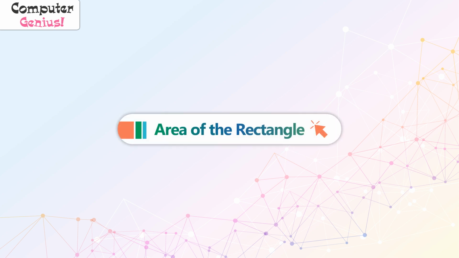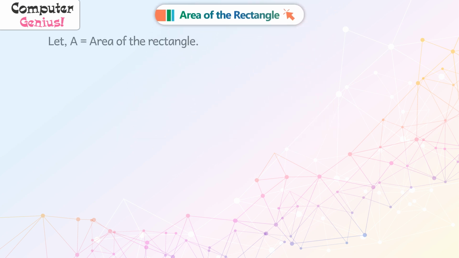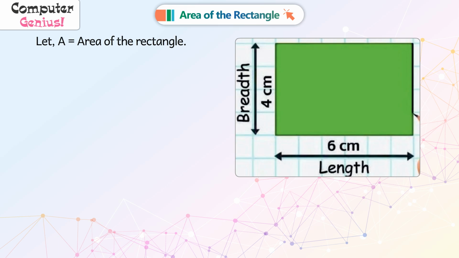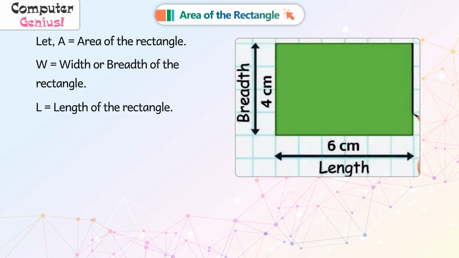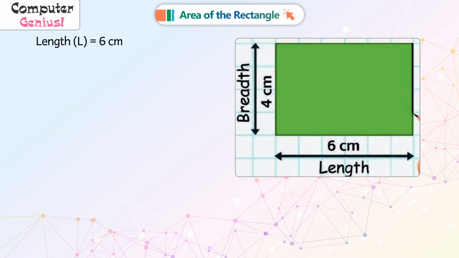Area of the rectangle. Let A is equal to area of the rectangle, W is equal to width or breadth of the rectangle, L is equal to length of the rectangle. The given dimensions are: length L is equal to 6 cm, width or breadth W is equal to 4 cm.